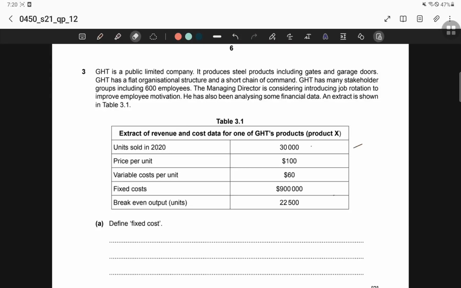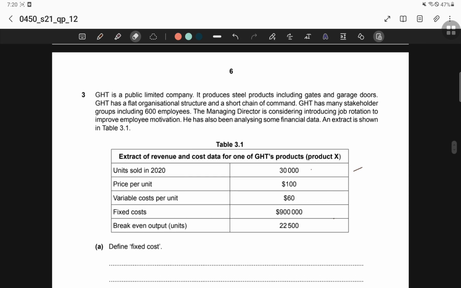All, and welcome back to the second part of the previous paper. We're going to continue with question number 3. GHD is a public limited company. It produces steel products including gates and garage doors. GHD has a flat organizational structure and a short chain of command. GHD has many stakeholder groups including 600 employees. The managing director is considering introducing job rotation to improve employee motivation. He has also been analyzing some financial data, an extract shown in table 3.1.